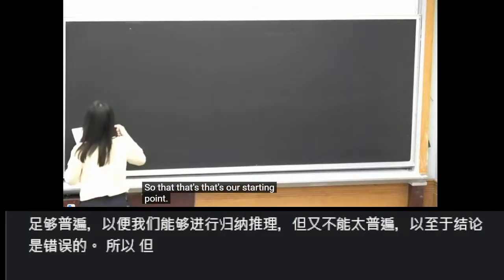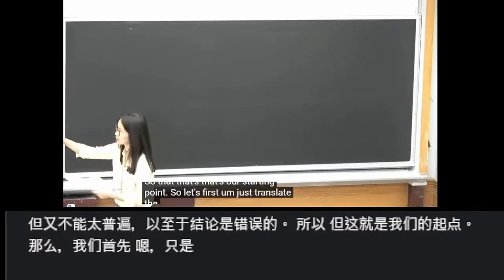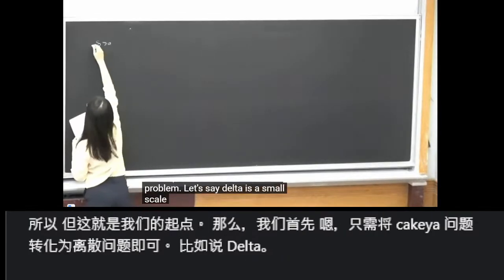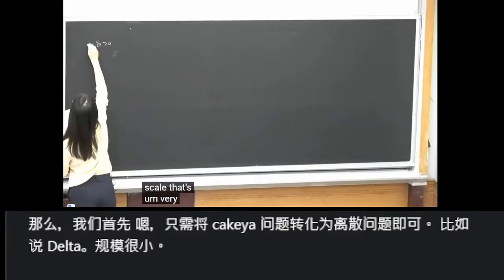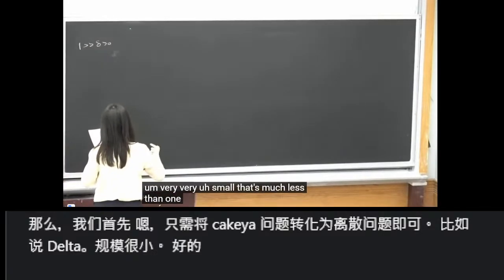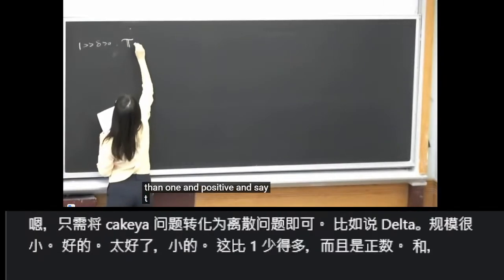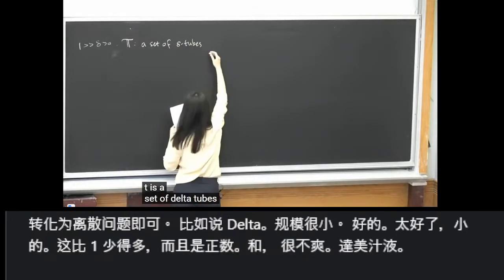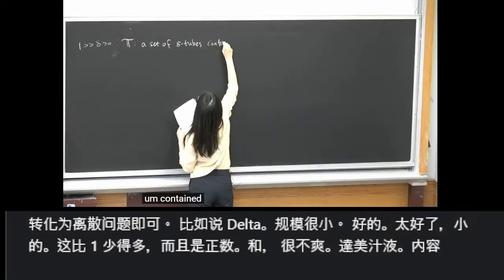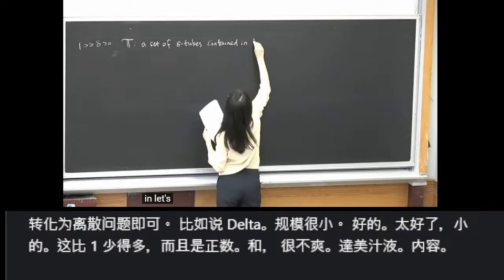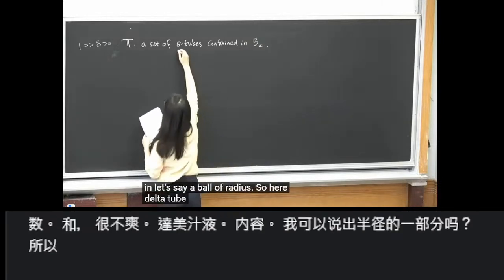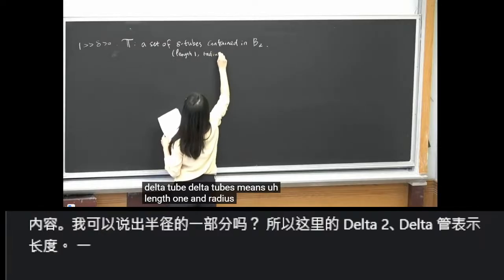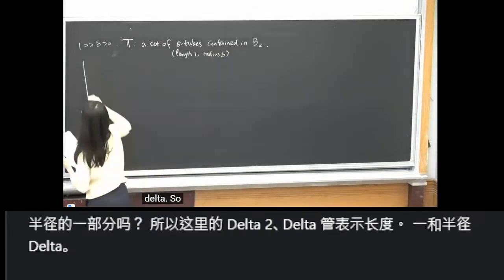So that's our starting point. Let's first translate the Kakeya problem to a discretized problem. Let's say delta is a small scale, very small, much less than 1 and positive. And say T is a set of delta tubes contained in, let's say, a ball of radius 2. Here delta tubes means length 1 and radius delta.